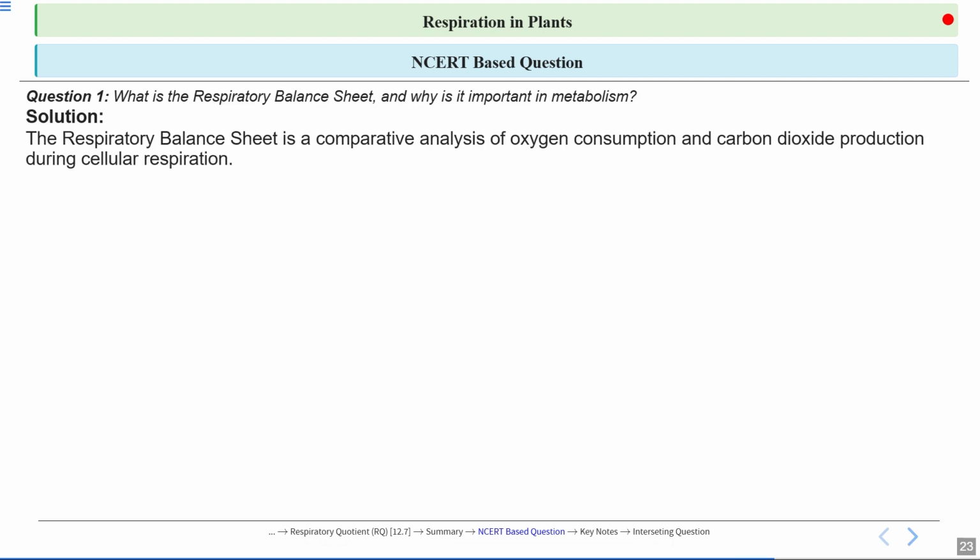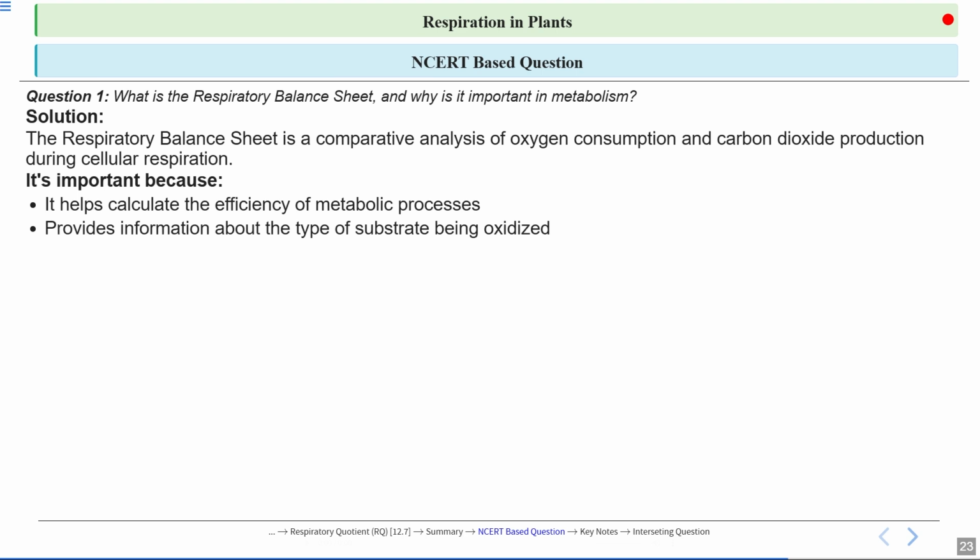So we studied that the respiratory balance sheet is a comparative analysis of carbon dioxide production and oxygen consumption that takes place during cellular respiration. Now, why is this respiratory balance sheet important? Because it helps us calculate the efficiency of metabolic processes. Like it tells us the energy production. So that tells us about the energy efficiency of the metabolic processes involved.